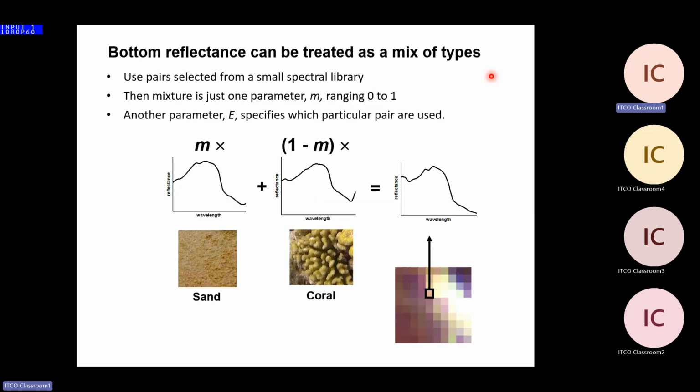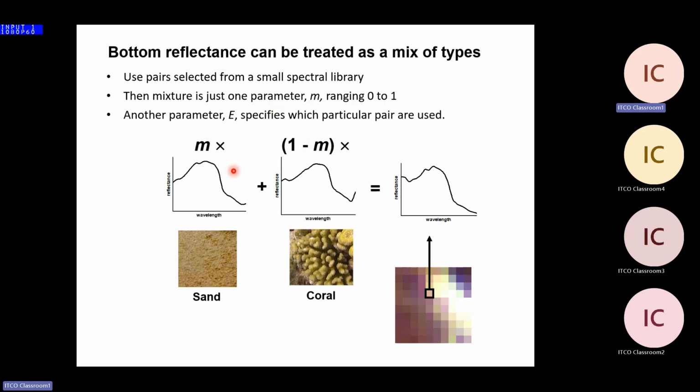Bottom reflectance can be handled in different ways, but one common way is to have a spectral mixing model, called a linear spectral mixing model. So I showed at the start in the slide how you can have sand and corals, and at a certain resolution they occur together in a pixel, so you can't really separate them. So you have a model like this where you have a sand reflectance and a coral reflectance, and you just mix them together based on the proportion.